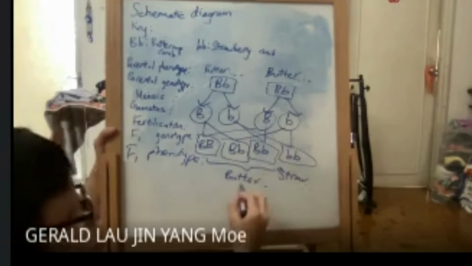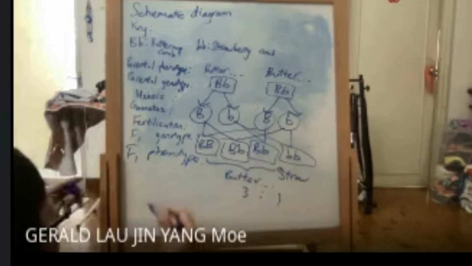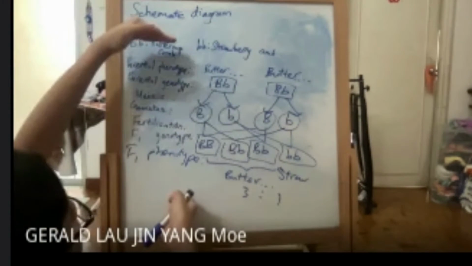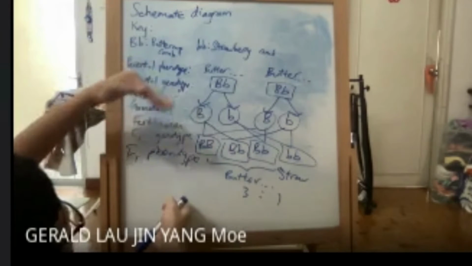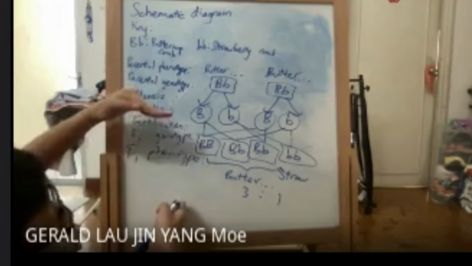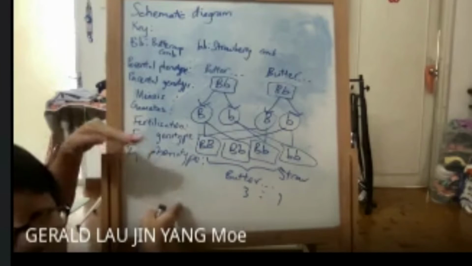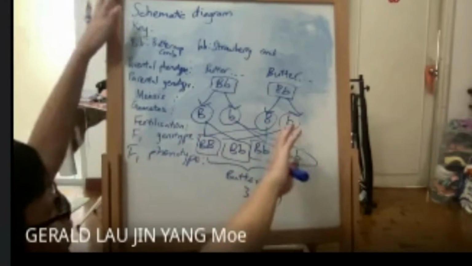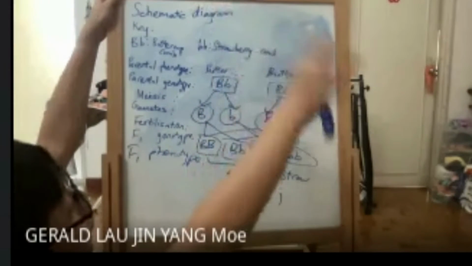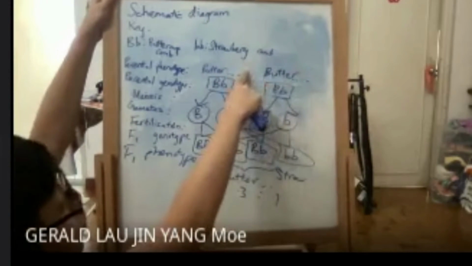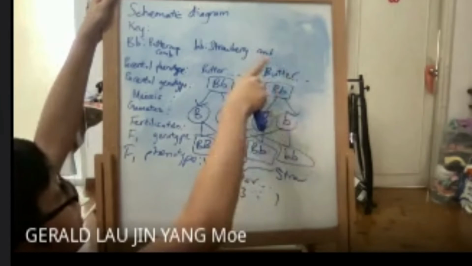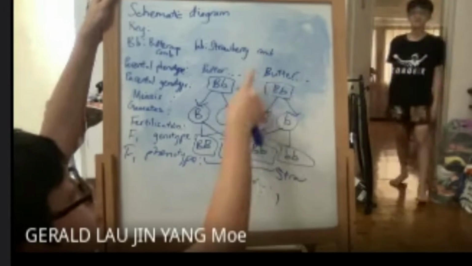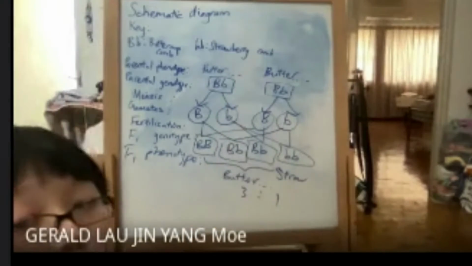If you want, you can also do the ratio. So you must have the 7 components: parental phenotype, parental genotype, meiosis, gametes, fertilization, F1 genotype, F1 phenotype. Understand? And then you can draw the ratio if you want. So from here you can analyze everything already. Both are buttercup comb. The genotype is capital B, small b, capital B, small b. So does that mean homozygous or heterozygous?